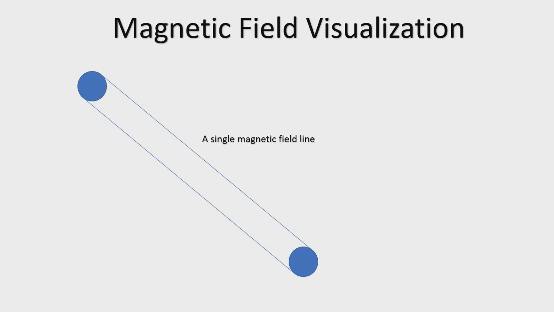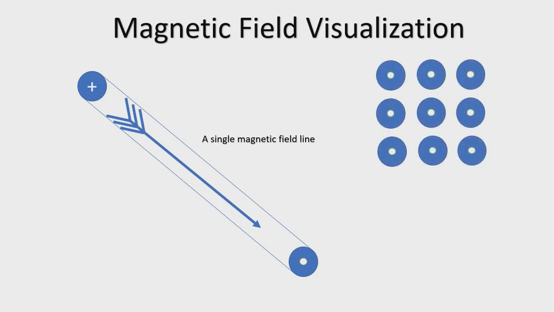Magnetic field visualization. Supposing this is a single strand of a magnetic field line. The direction of the path of a magnetic field line is given by the direction of the arrow. Where the magnetic field line is directed towards the observer, it is symbolized by a circle with a dot at the center. And where the magnetic field line is moving away, it is represented by a circle with a cross at the middle.